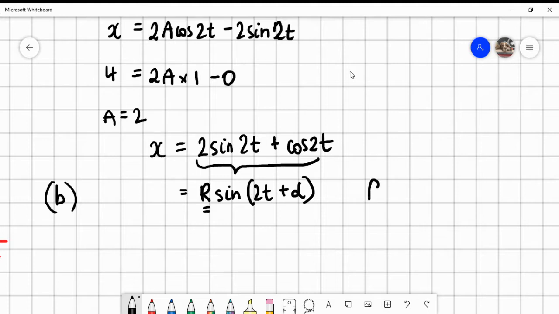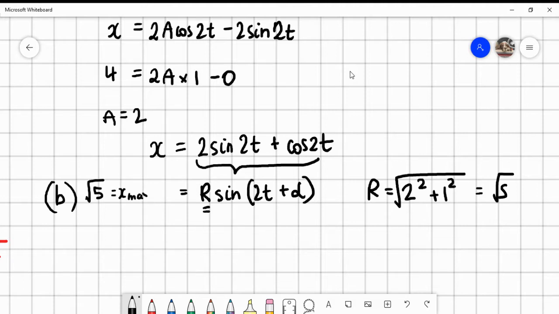So as far as I'm concerned, r is equal to the square root of 2 squared plus 1 squared, the coefficients of sine 2t and cos 2t, which is root 5. And that is the answer to that. So this is x max, if you like.